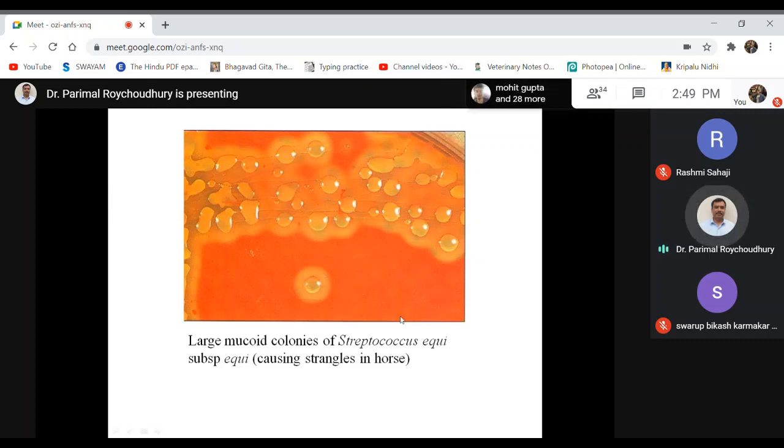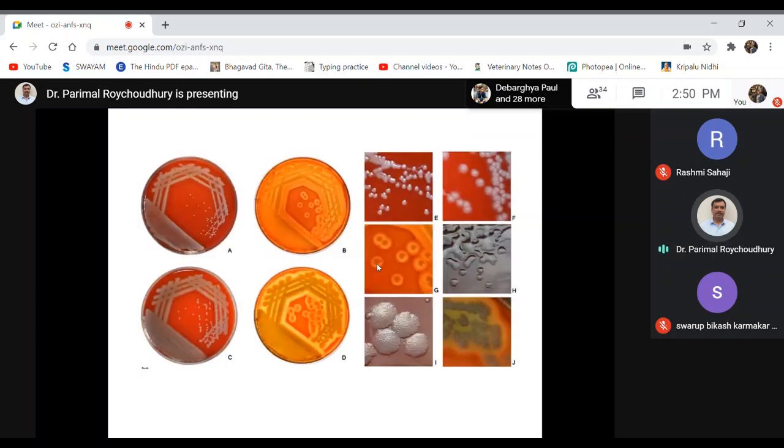This is another organism that causes the disease strangles in horses, Streptococcus equi. They always produce glistening, mucoid colonies. This type of colony is also called a mucoid colony, as if a drop of mucus has fallen on the surface of the agar. So when you know the colony characteristics of the target organism and try to correlate whether it is the same or not in the culture plate of the streak plate method of inoculation and incubation, we can reach near to the organism.